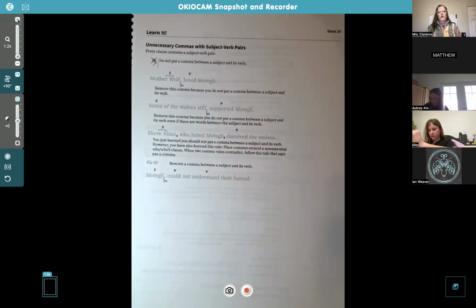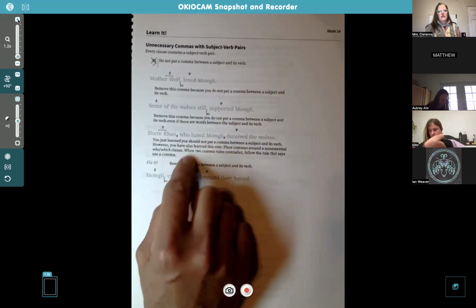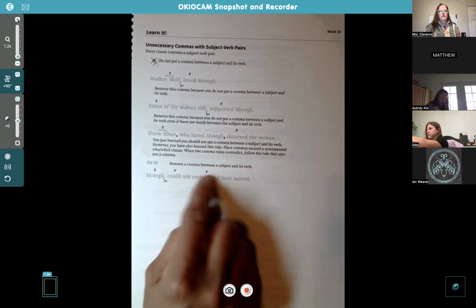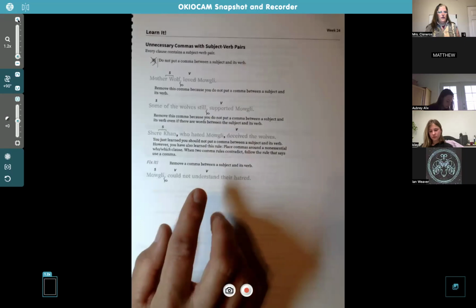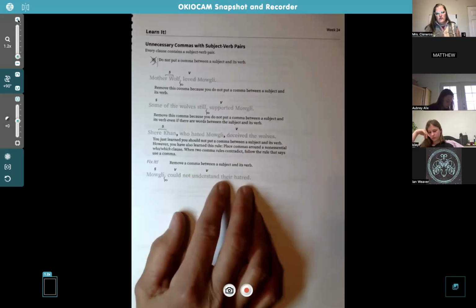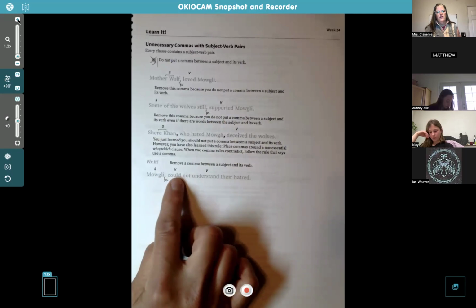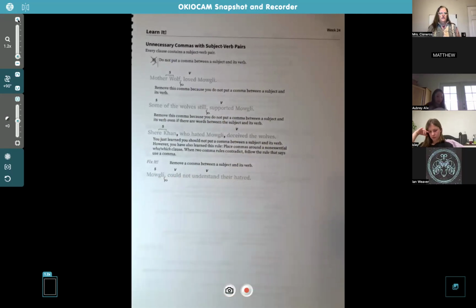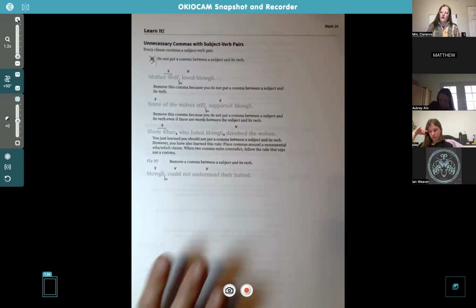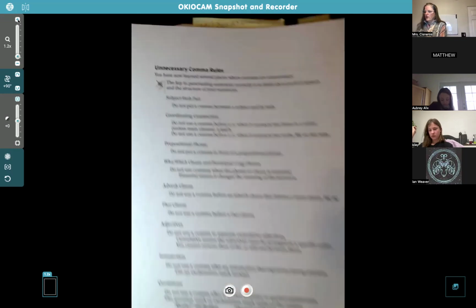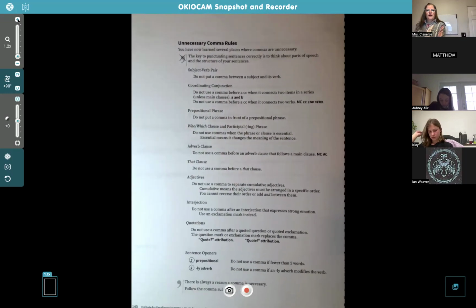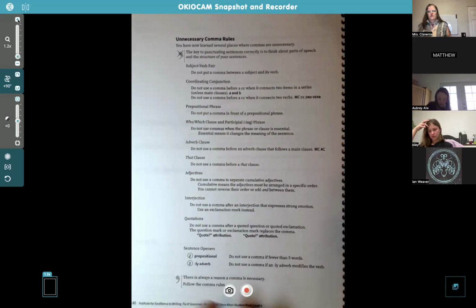Okay, so if it's a who or a which clause in the middle and it is non-essential, then you still use commas. And then it says remove a comma between a subject and its verb. So this is how you're going to fix it in this book. They're going to try to trick you on that. Just watch out for the who, which clause. Everything else, you could take it out. Okay, so Mowgli could not understand their hatred. No comma there. All right, any questions about the comma rule? There's more on the next page. More unnecessary comma rules. Yay.